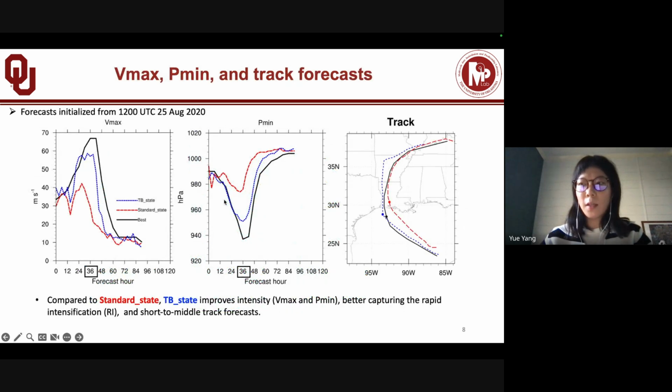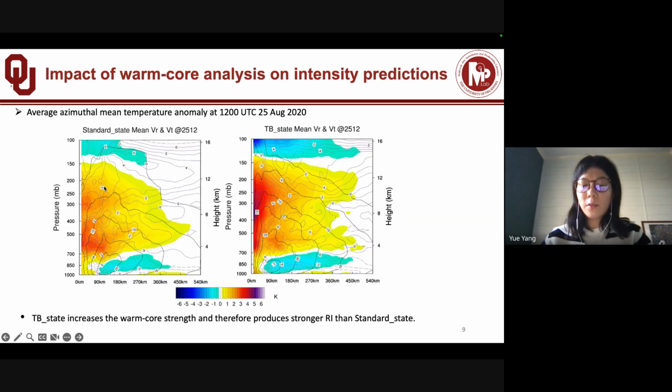In terms of the forecast from this cycle, we can see the TB state, the blue line, improves intensity and the short to middle track prediction compared to the standard state, the red line, as well as better capturing the rapid intensification. The stronger rapid intensification in the TB state can be attributed to the stronger analyzed warm core structure.